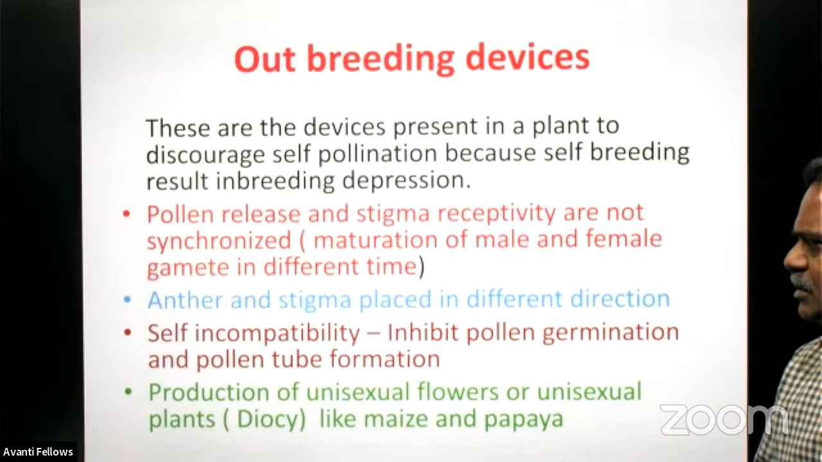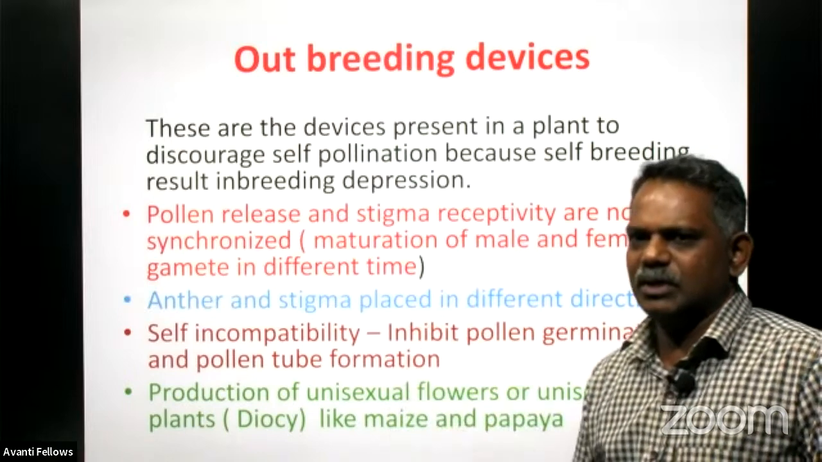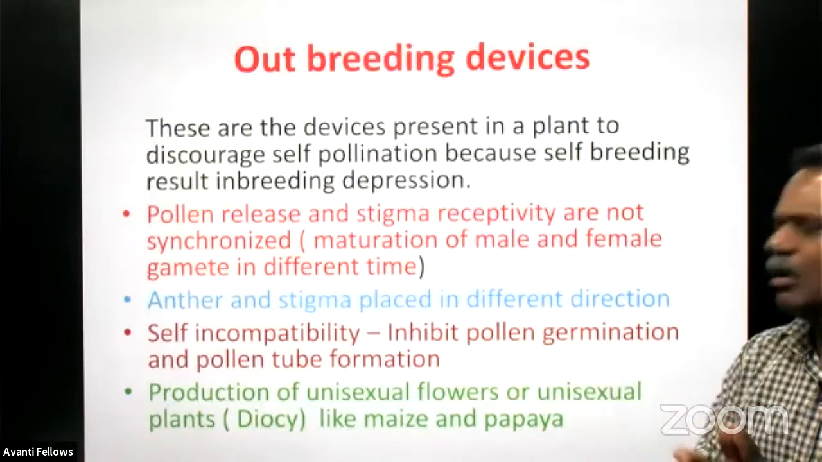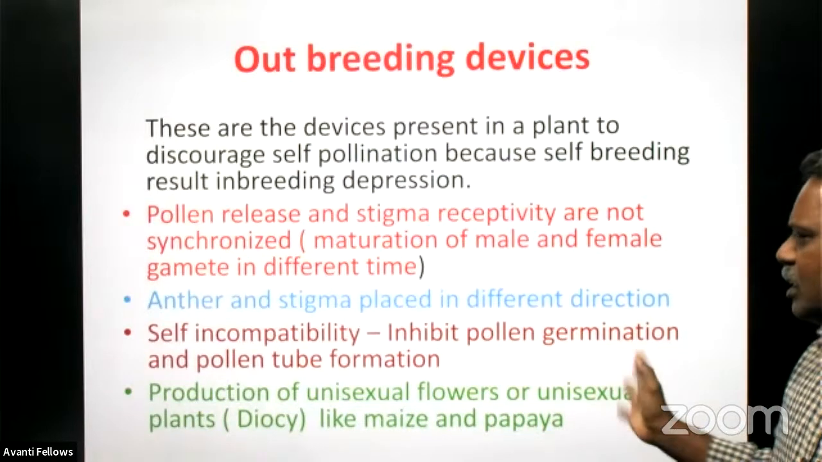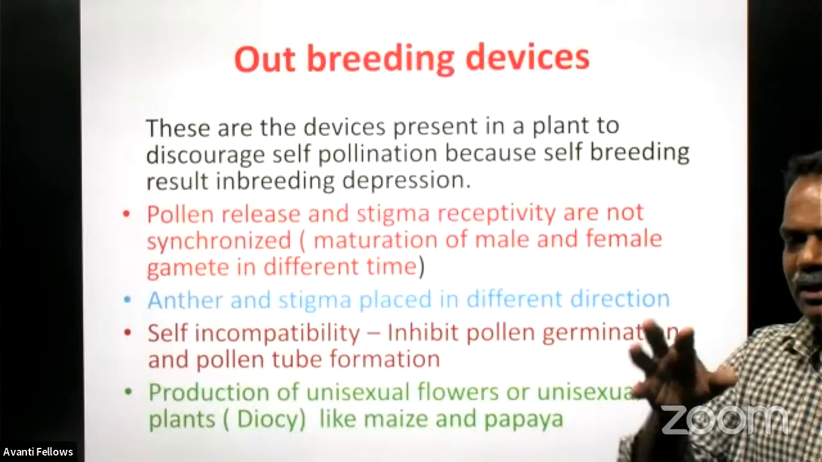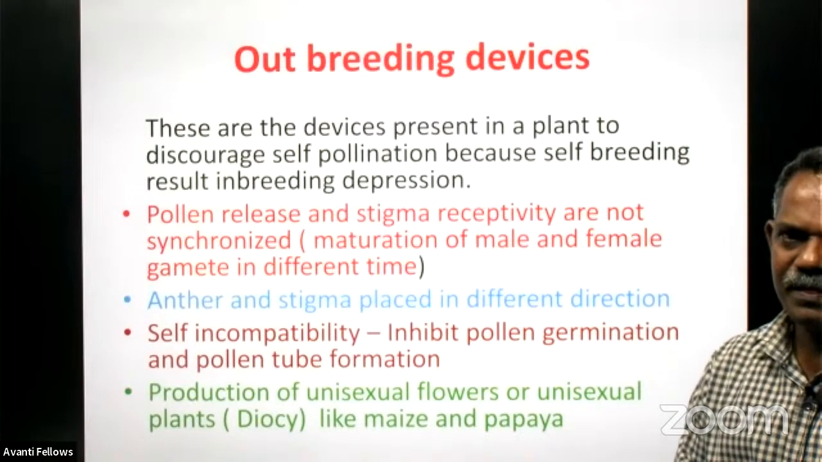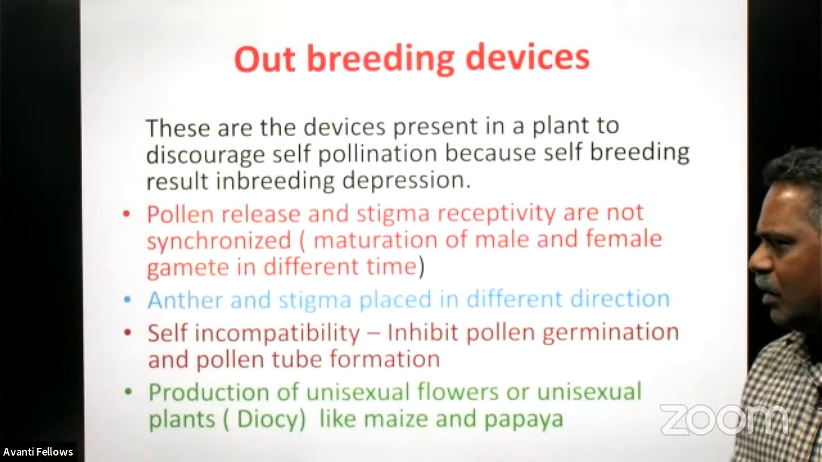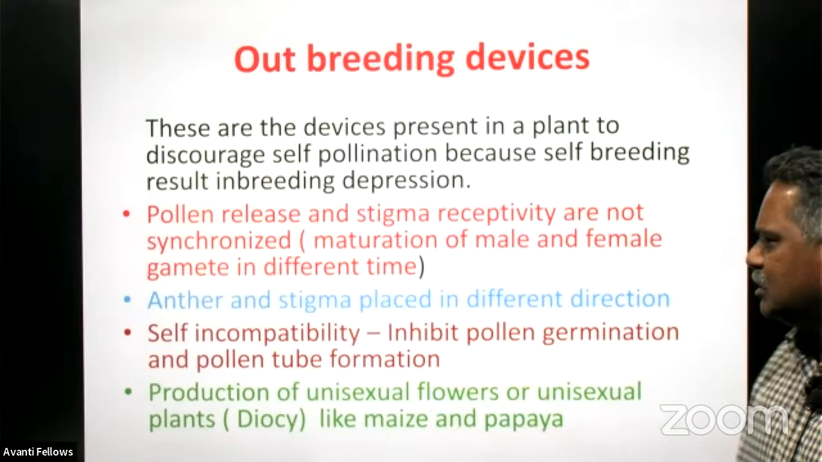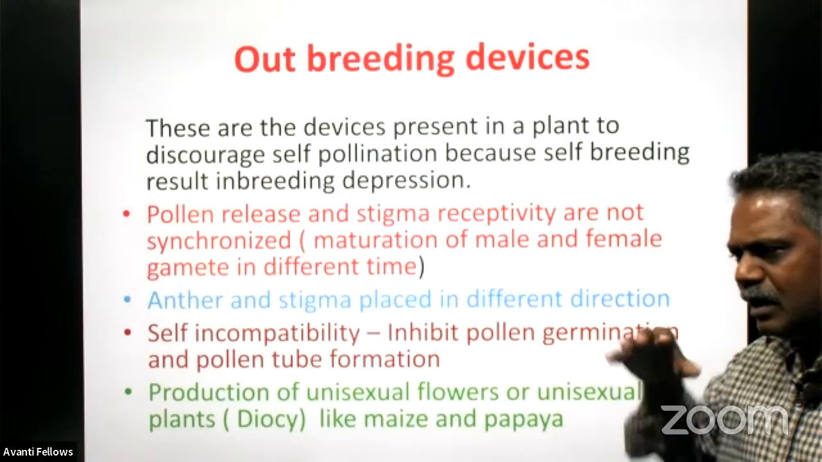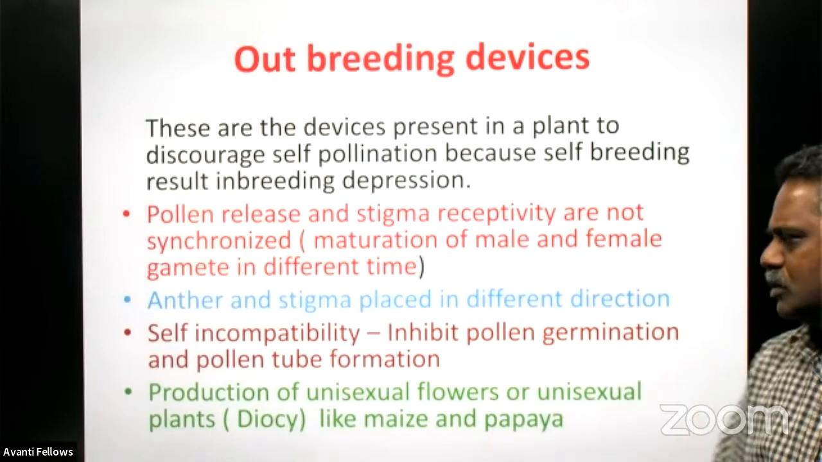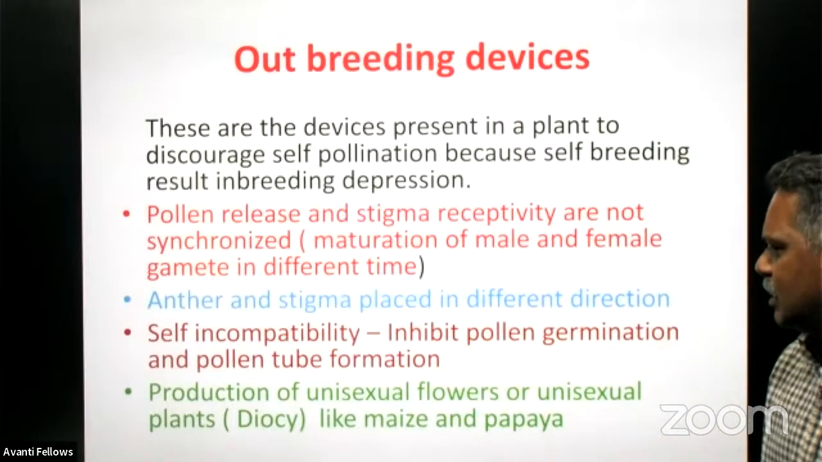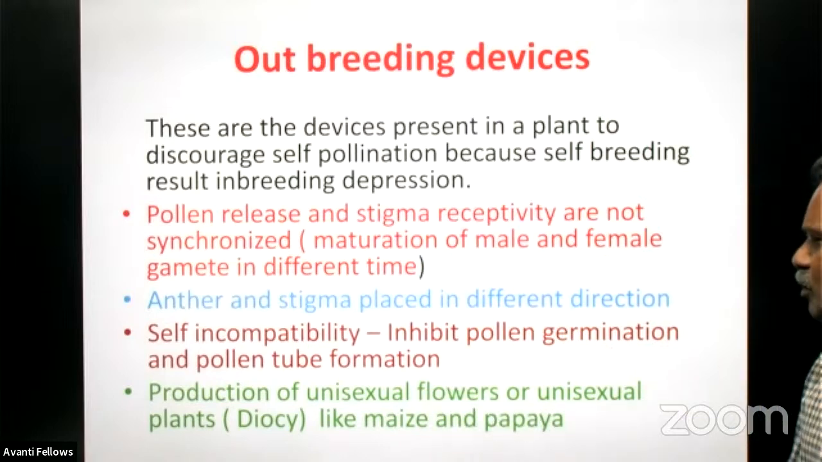And another one is self-incompatibility. Incompatibility means mismatching. Self-incompatibility inhibits pollen germination and pollen tube formation in the stigma of the same flower. Whenever a pollen grain falls on the stigma of the same flower, because of the cell incompatibility, that pollen grain never germinates and never produces the pollen tube. And that we call self-incompatibility.